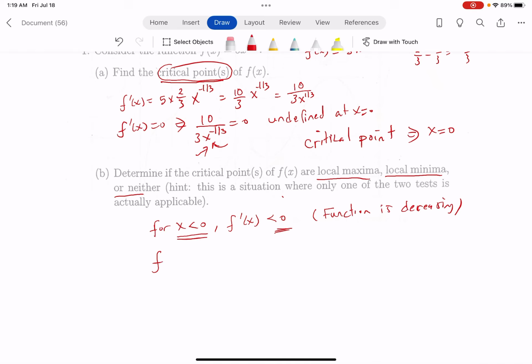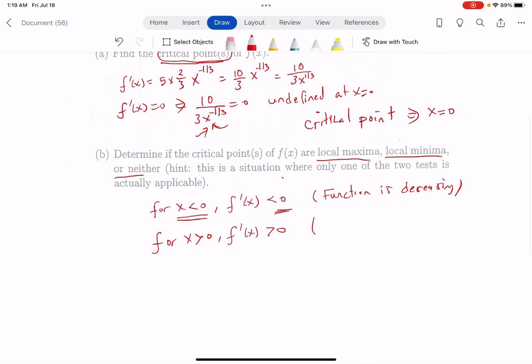For x greater than 0, if it's positive, then that derivative would be greater than 0. It's going to be increasing. f'(x) is positive, so the function is increasing. You could assume some values and look at it.